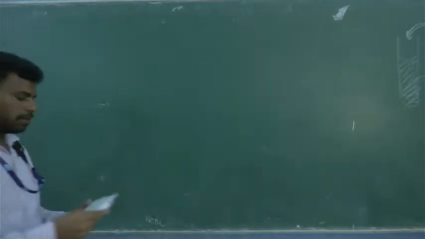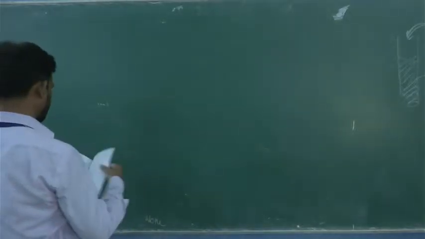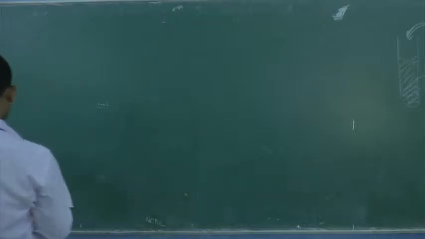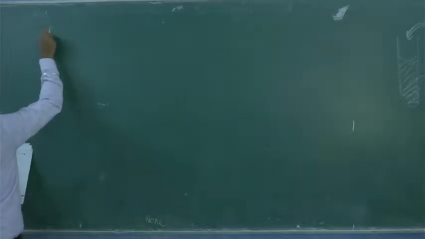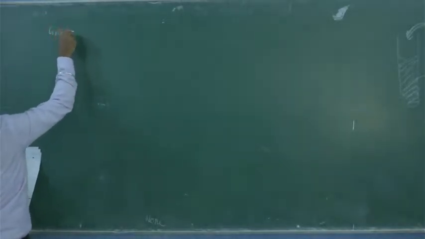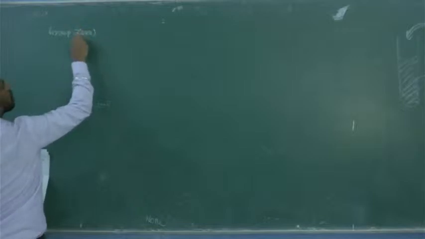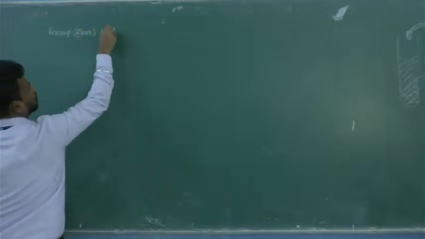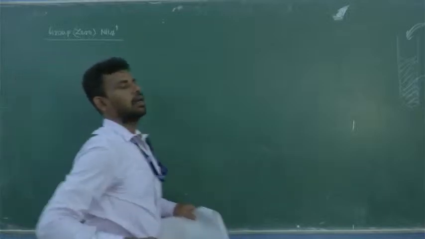Okay, next one. Zero group. Heading. Zero group. That is group 0. And that is ammonium ion. Okay, ammonium ion. Is it clear? Yes. Clear, sir.